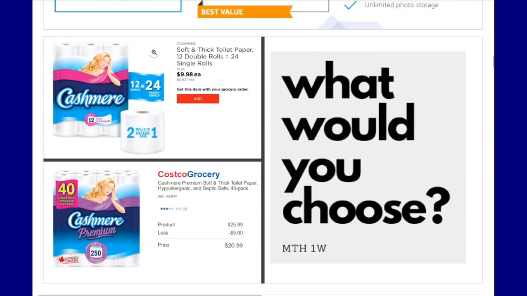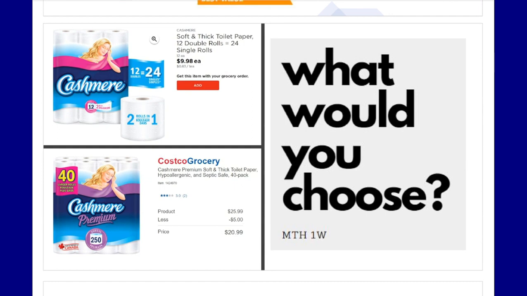Toilet paper. Maybe not something that you're going out and buying, but you can just look at the scenario. Or maybe think about which one your parents would choose. Would you choose just the 24 single rolls for $9.89? Or would you choose the 12 rolls? Or would you choose the 40 rolls for $20.99? Which one would you choose?